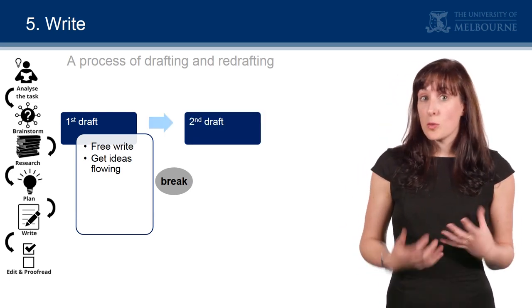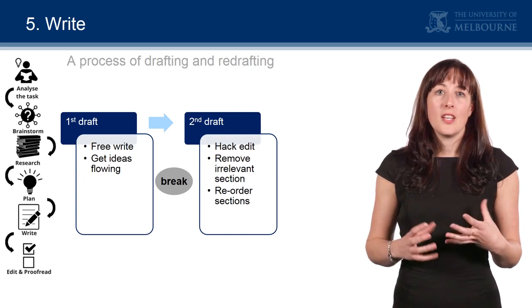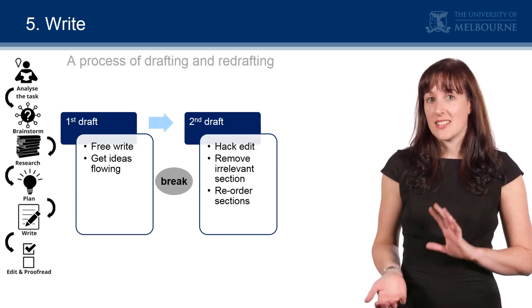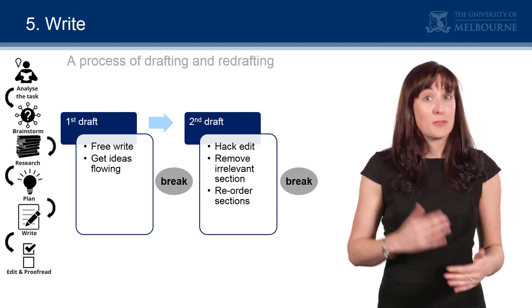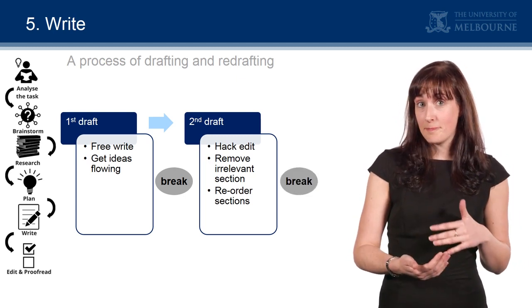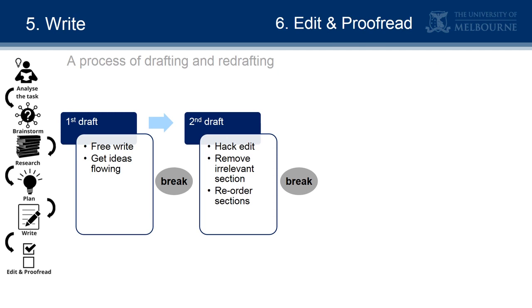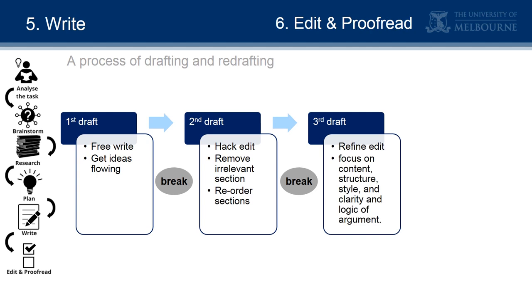During your second draft, reread your paper. You might find that you need to remove repetitive or irrelevant sections or shift things around. Take another break before you move on to the third draft. This is where the writing stage moves into the editing and proofreading stage. In your third draft, focus on content, structure, style, and clarity and logic of argument. You might want to edit several times, each time focusing on a different aspect, such as expression and clarity or referencing.